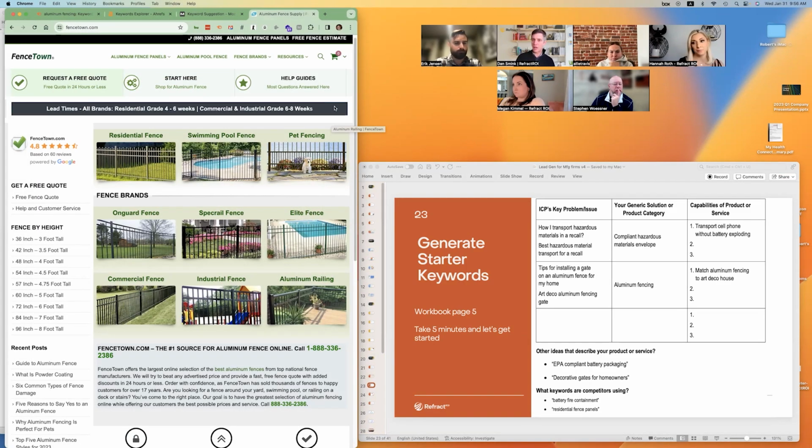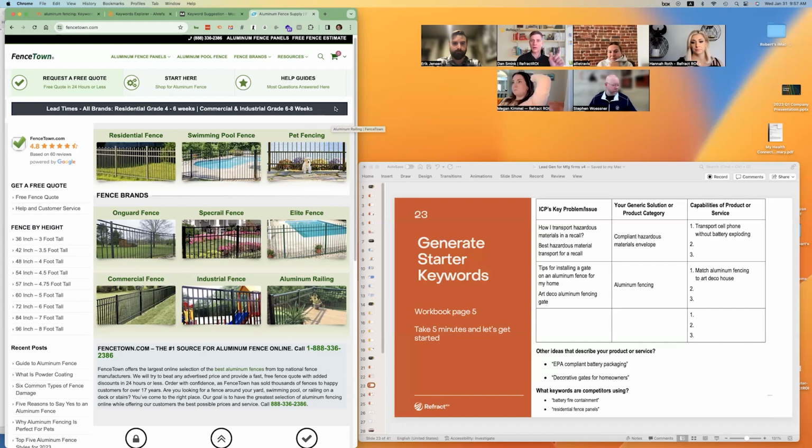So you should have a few ideas on this page. Now, what I want you to do is go down a bit. It says other ideas that describe your product or service. And then the other is, what keywords are your competitors using? So think of some different terms or different words for what your product or solution is. And then go look at your competition.